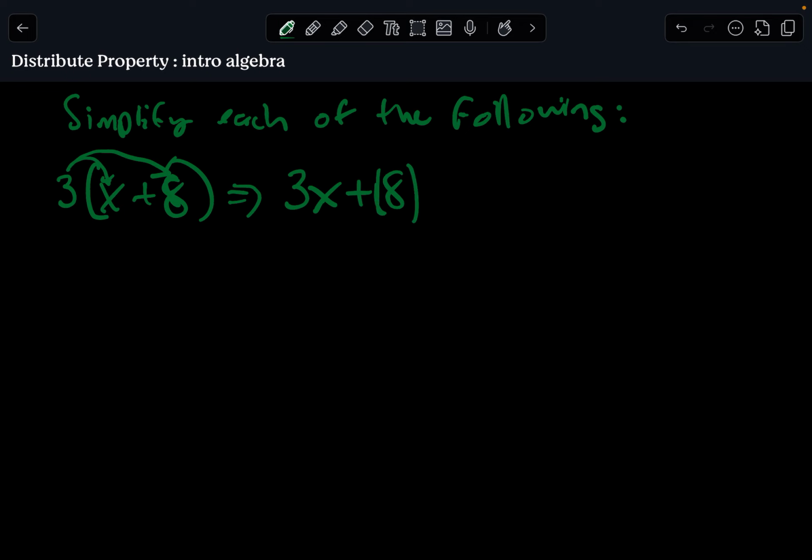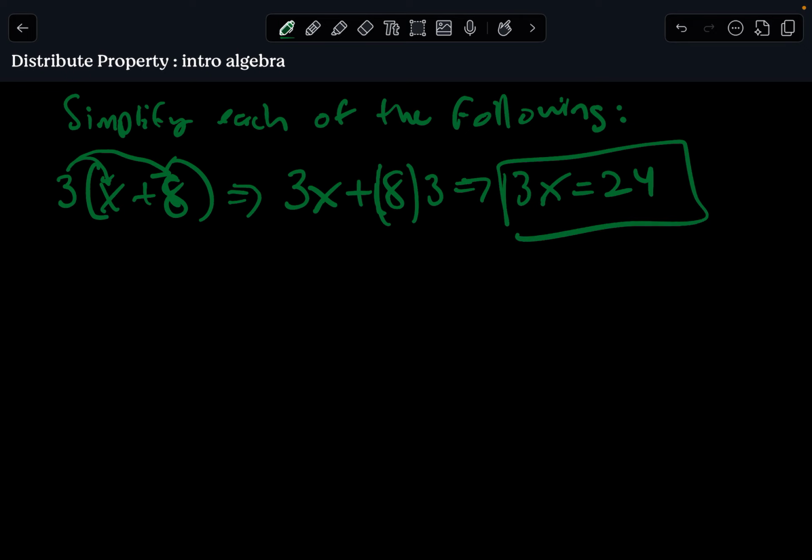And then this is going to equal, we can simplify it further because 8 times 3 is 24. So we can do 3x plus 24. Okay, so this would be the simplified form of this initial expression. Okay, let's try another problem.